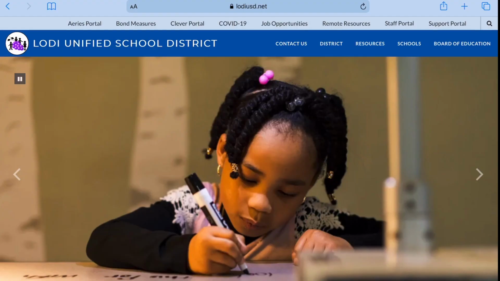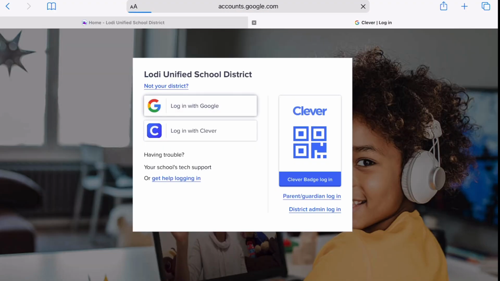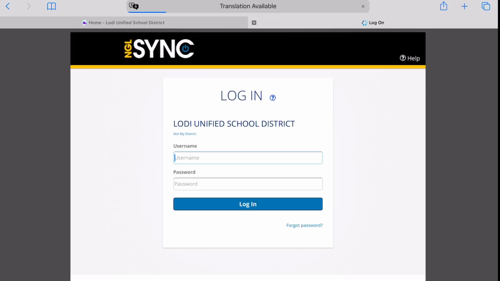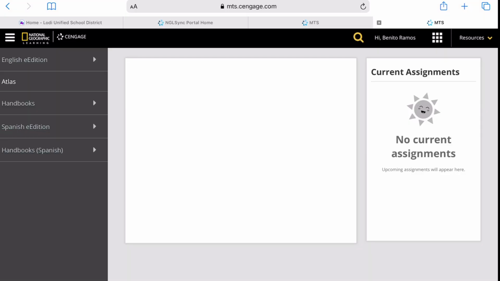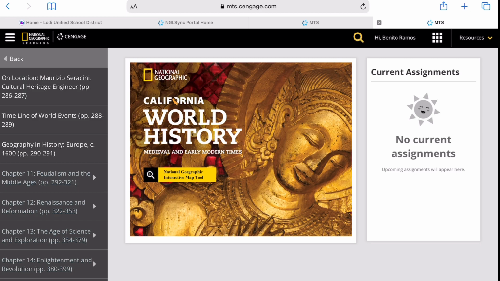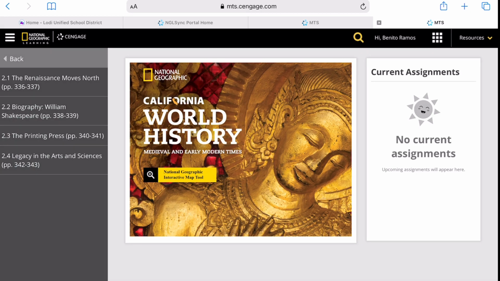Go ahead, open your textbook or go to our website, LODA-USD website, and from there, launch Clever, and from Clever, launch Cengage Learning and log in with your student account. And from the left side, you can navigate from chapter 12, section 2. Again, it is in pages 336 to 337.